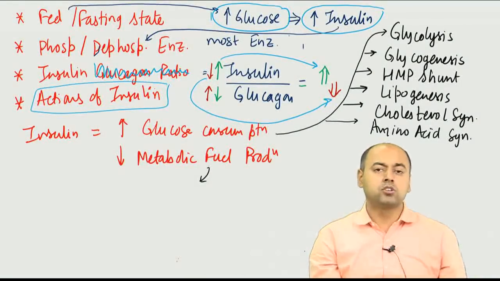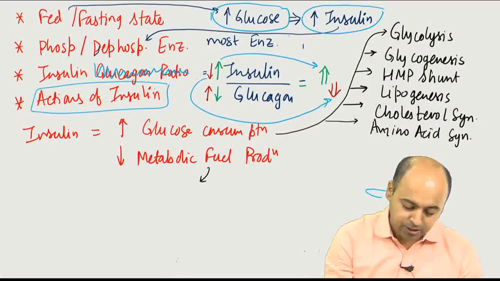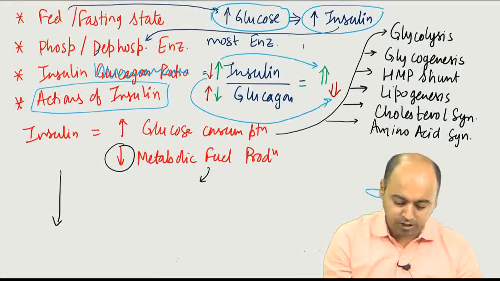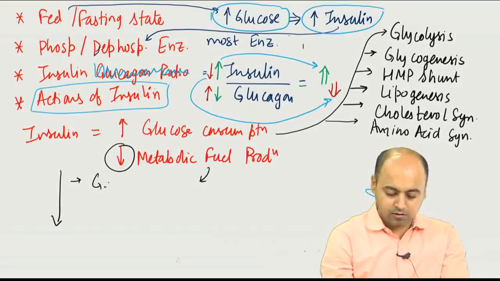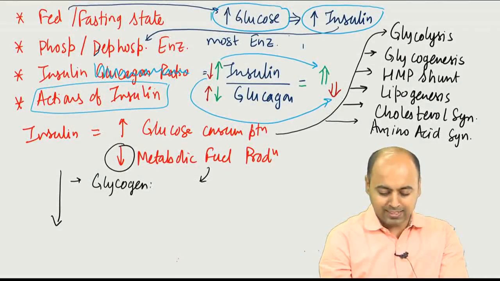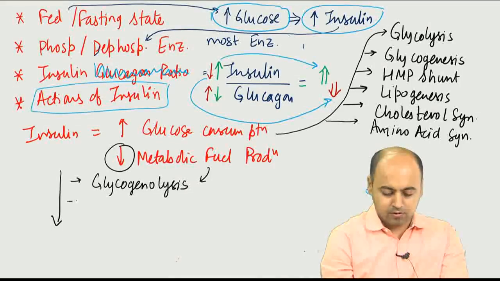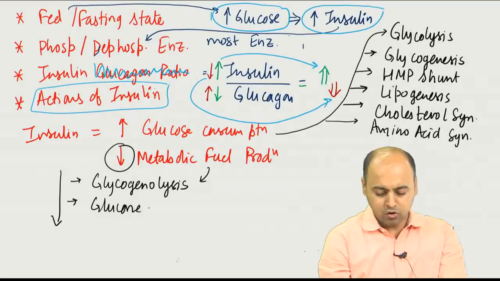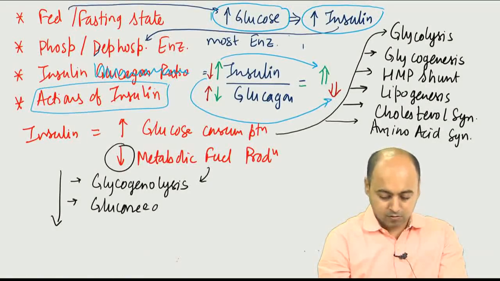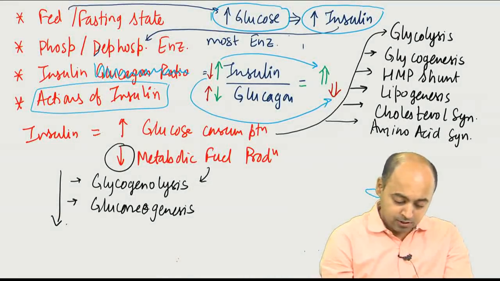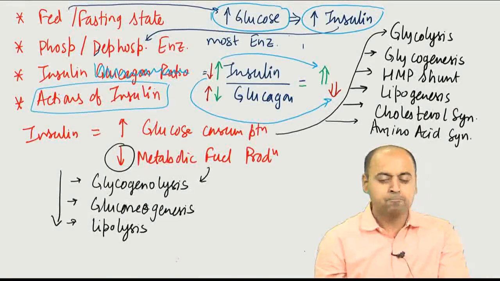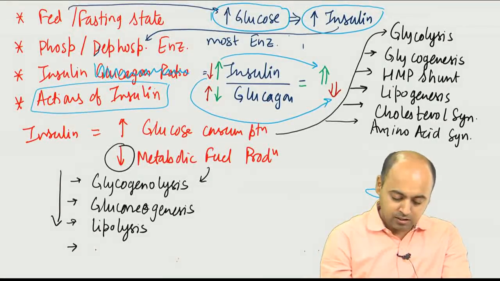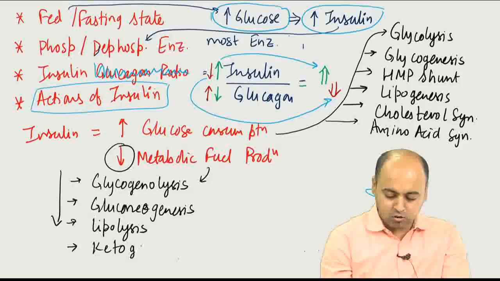The pathways which produce alternate fuel will be down-regulated. Remember, those pathways will be down-regulated. They include first the production of glucose: glycogenolysis, and second gluconeogenesis. These two directly produce the glucose. Then we have lipolysis. As a result of lipolysis, more and more fatty acid will be formed, and finally we have the process known as ketogenesis.